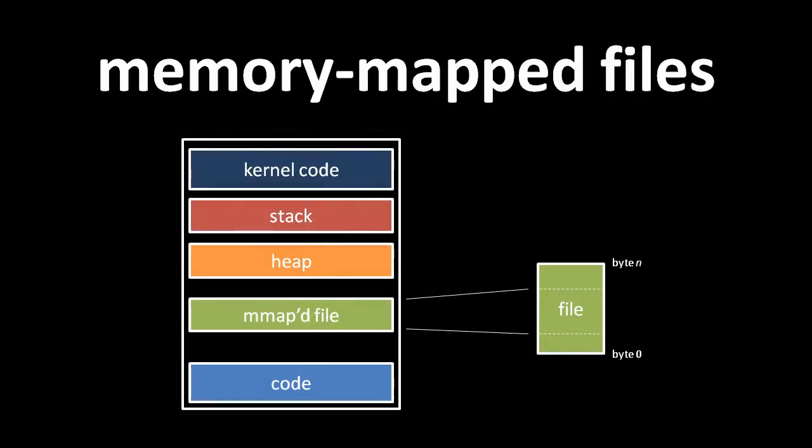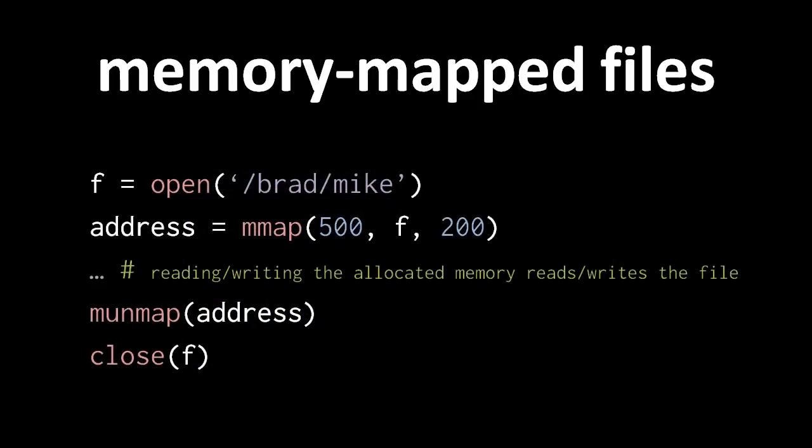Another feature of modern Unixes is the ability to map a file, in whole or in part, to pages of memory. What this effectively means is that pages in a process's address space get specially marked such that reads and writes to those pages actually trigger reads and writes to some underlying file. So here, for example, we're opening a file /brad/mike, assigning it to a file descriptor f, and then when we invoke mmap to map pages of our address space, we pass in first the number of bytes we wish to allocate, but now we're also passing in a file descriptor and then specifying with a file offset which part of that file we wish to map to memory.